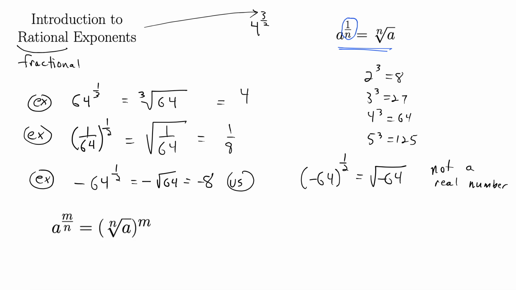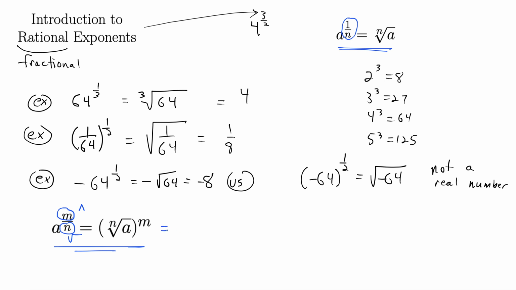A generalization of the rule that we've been using is this. We have a to the m over n power equals the nth root of a, all to the power of m. So this m up here becomes the exponent, so I'll put a little caret there, that's our power symbol, and this n becomes the radical. It's always the one on the top, exponent, the one on the bottom, the radical.